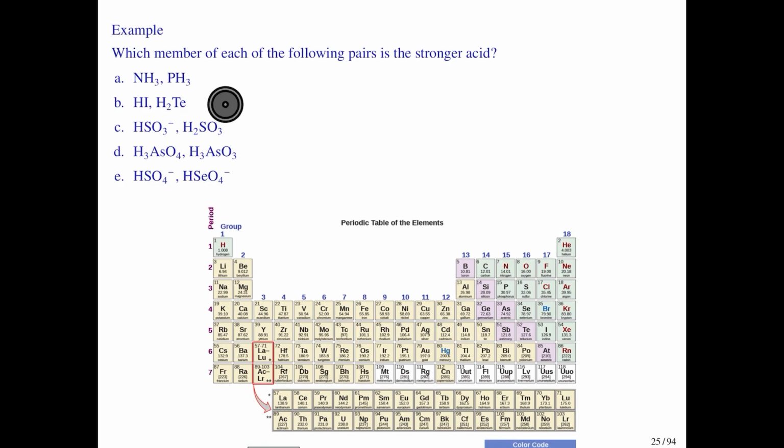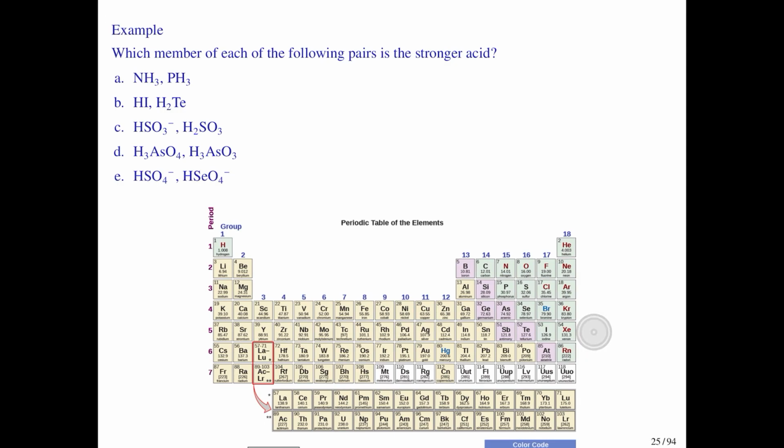In part B here, we're comparing hydroiodic acid to hydrotelluric acid, and we see that those are binary acids that are in the same row of the periodic table. So it's not the bond length strength criterion that we want to use here, because an iodine atom is roughly the same size as a tellurium atom. What we need to do is use the bond polarity criterion.